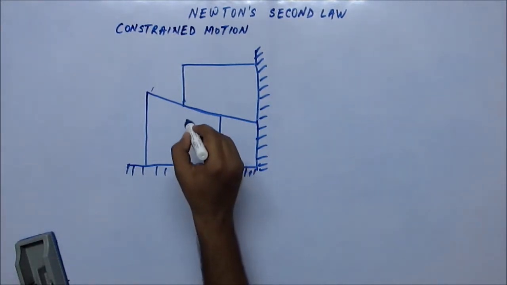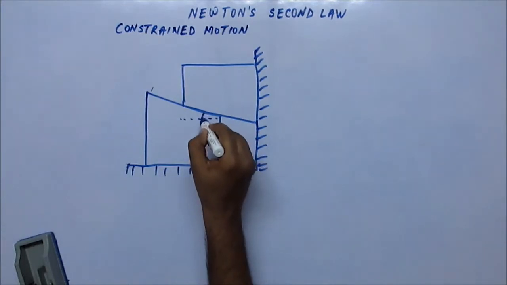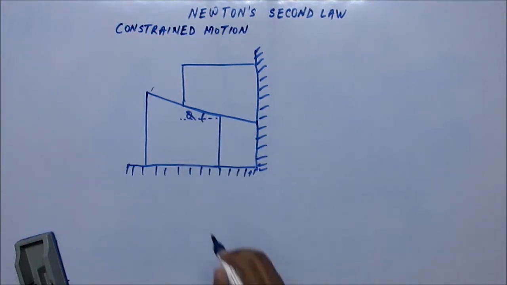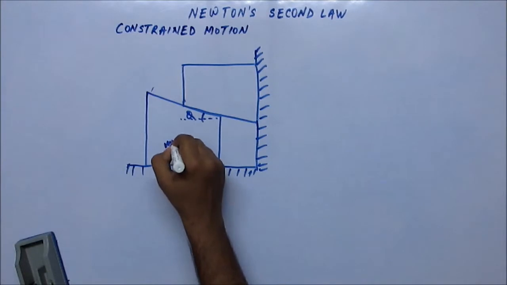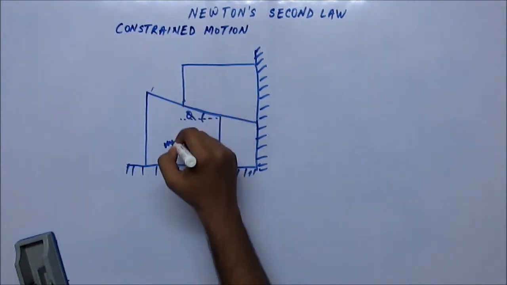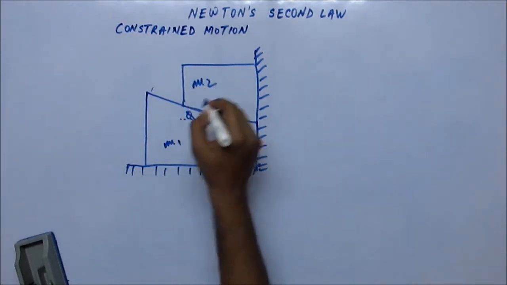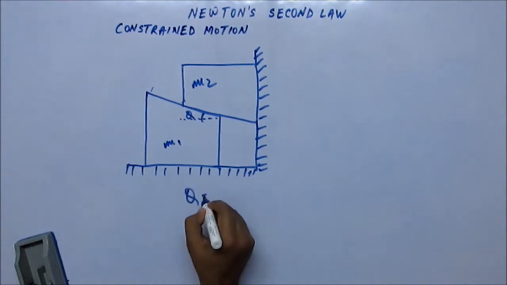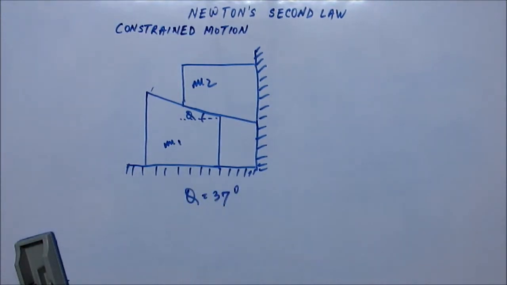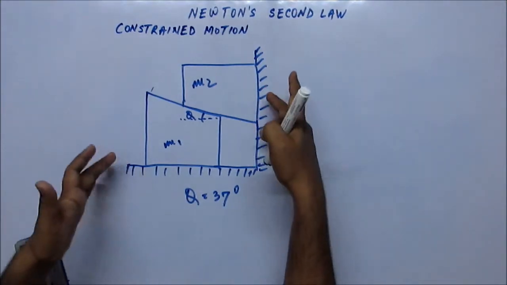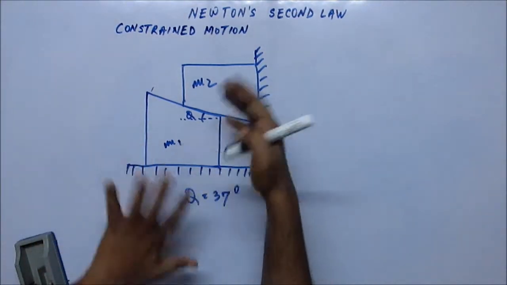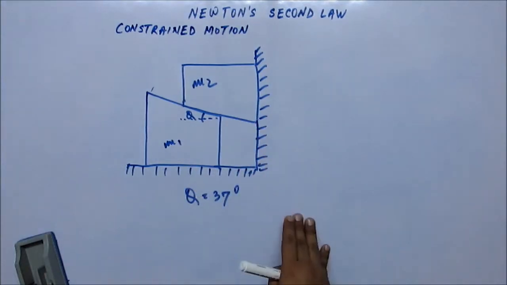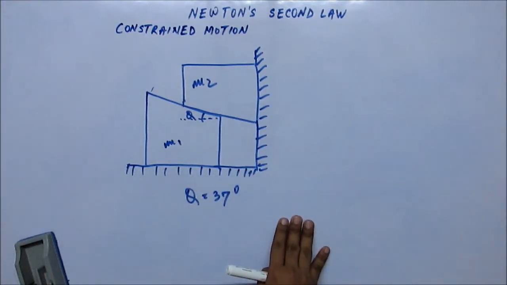Okay, now this is theta. Fine, the mass is m. Suppose this is m1, this is m2. Theta is given as 37 degrees, and you know what you have to do. Everything is frictionless. Both the surfaces are frictionless. The surface between the two wedges is frictionless, and everything is smooth.